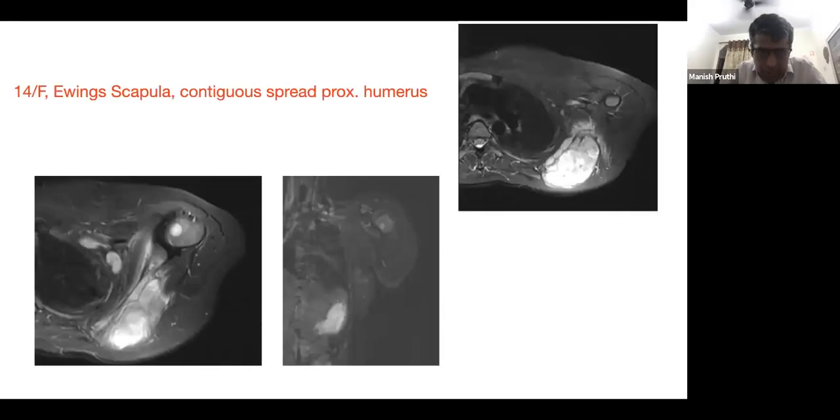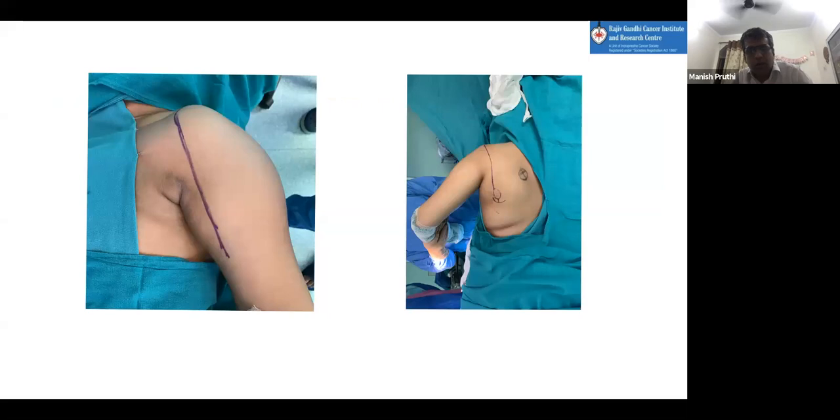So I'll just show you an example of how the Tikoff-Lindbergh is done. This was a 14-year-old female having an Ewing sarcoma. As you can see, a large sarcoma arising from the scapula, and you can see a skip in the humerus head. So this we call a contiguous metastasis. We will not take it as a skeletal metastasis, because this is usually in the bone which has the same lymphatic drainage. So we take it as a contiguous metastasis or a skip metastasis. And in this case, we planned a Tikoff-Lindbergh, which is a complete scapulectomy with a proximal humerus resection.